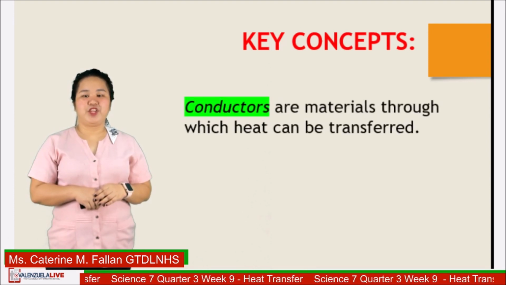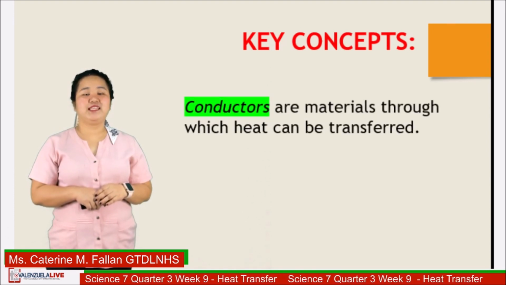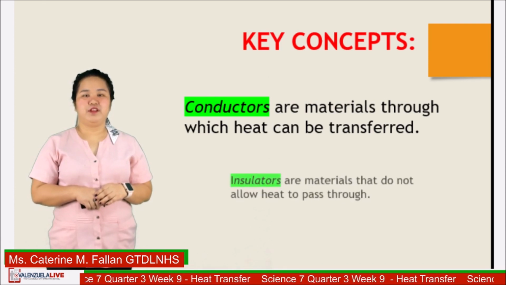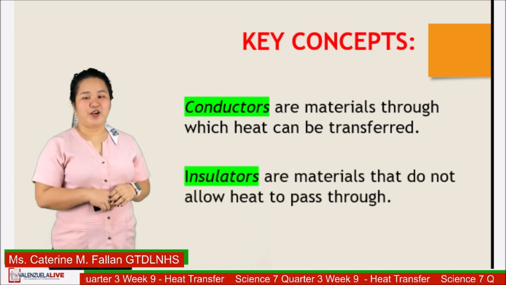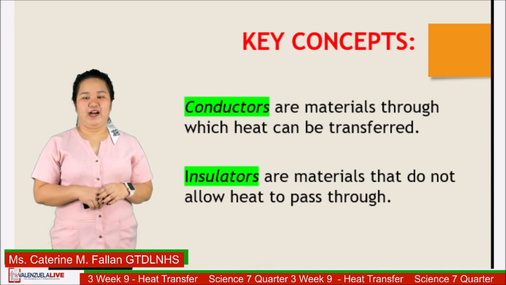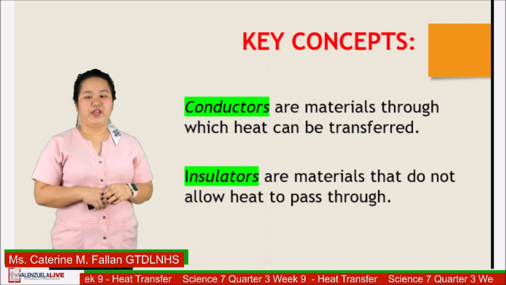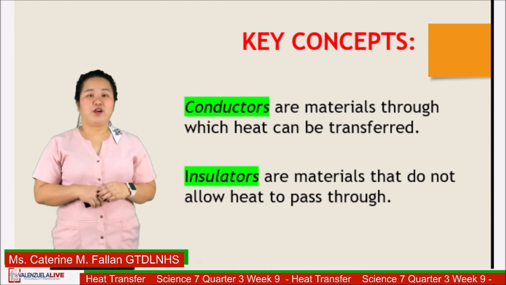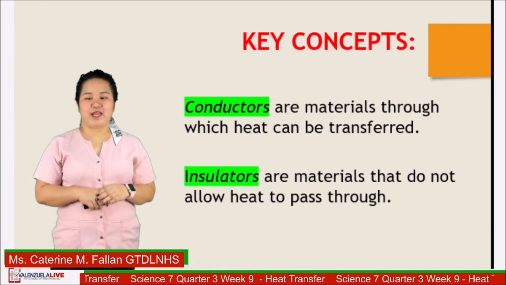Conductors are materials through which heat can be transferred. Insulators are materials that do not allow heat to pass through. Examples are wood, cloth, rubber, and plastic.